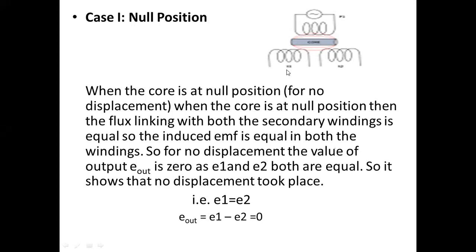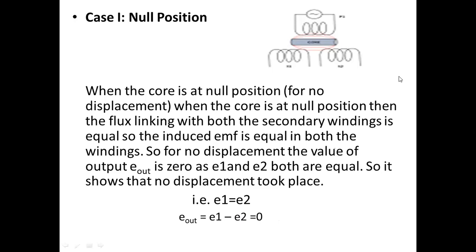For no displacement, we are using the differential transformer. Differential means two windings are there, and both windings' EMFs are compared. If both are the same, then there is no output at all. The output is 0 as E1 and E2 are equal, so it shows that no displacement took place. So E out equals E1 minus E2, and substituting E1 in place of E2, E out equals 0. Is it clear? Yes, sir.